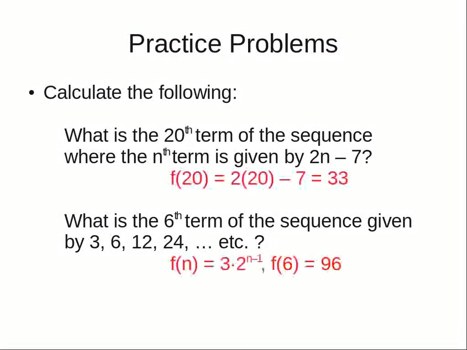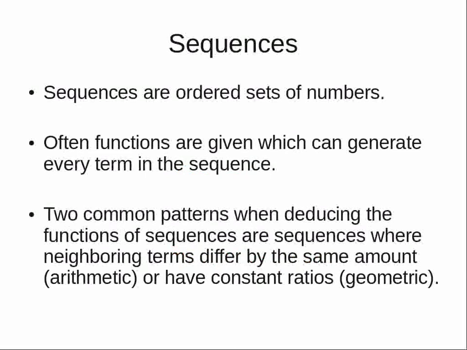Okay, solutions. The first answer is 33. The answer to the second question is 96. Discussion. Sequences are ordered sets of numbers. Often you'll be given a function that will give you any and every term in the sequence.